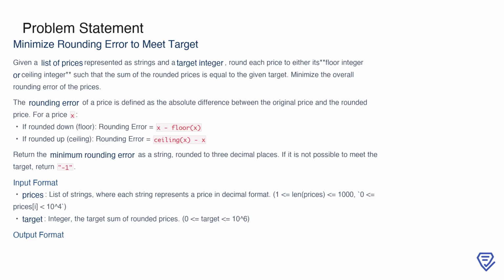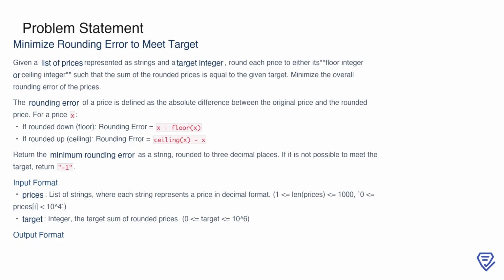The goal is to round each price either down to its floor value or up to its ceiling value such that the sum of all the rounded prices equals the target. At the same time, we need to minimize the overall rounding error, which is defined as the absolute difference between the original price and its rounded value.